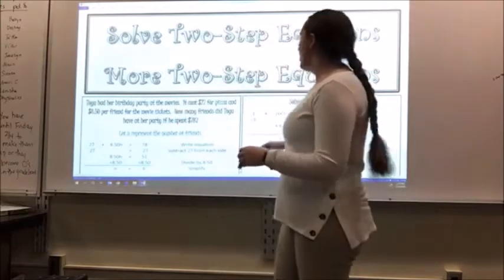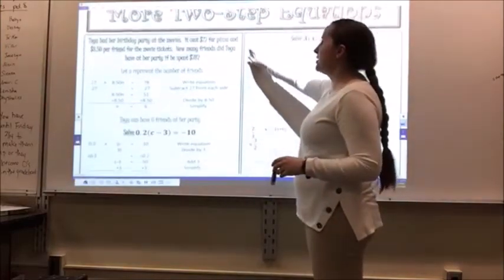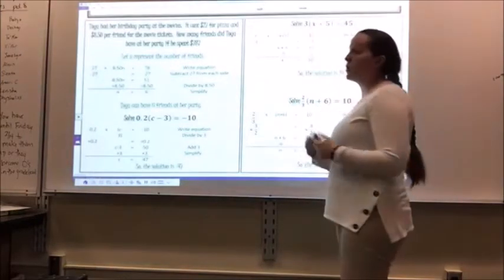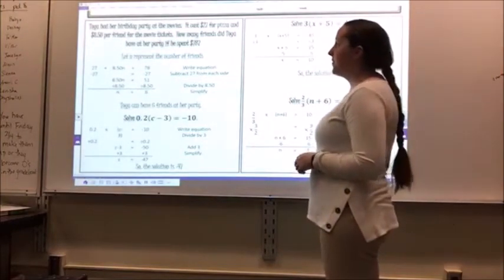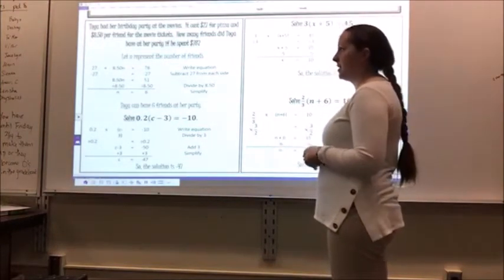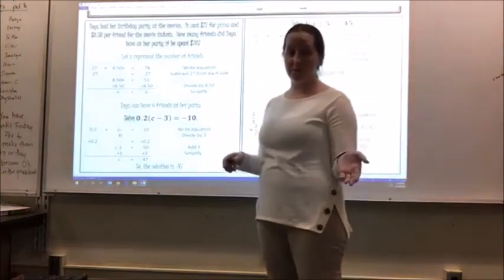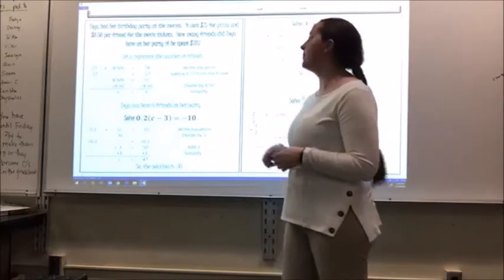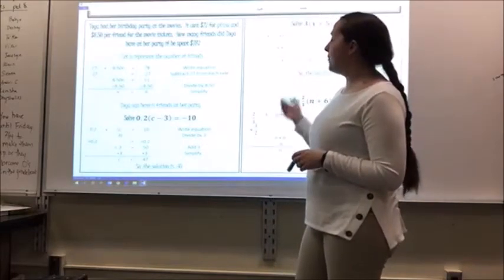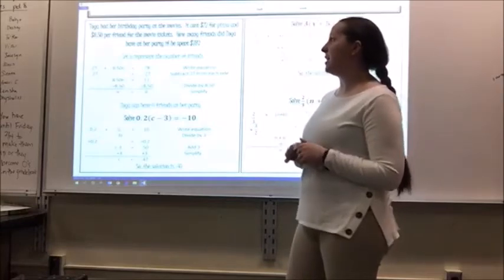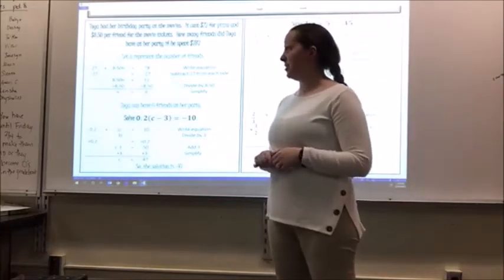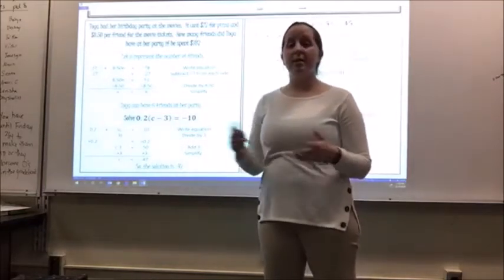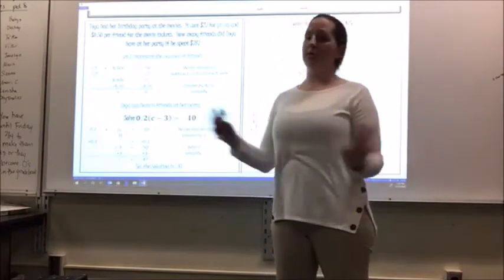Okay? So when I'm dealing with two-step equations, for example, Toya had her birthday party at the movies. It cost $27 for pizza and $8.50 per friend for the movie tickets. So each person that came with her cost $8.50. They each had to buy a ticket. How many friends did Toya have at her party if she spent $78? So let n represent the number of friends. It doesn't have to be n, it can be any variable that you'd like. Just n for right now.